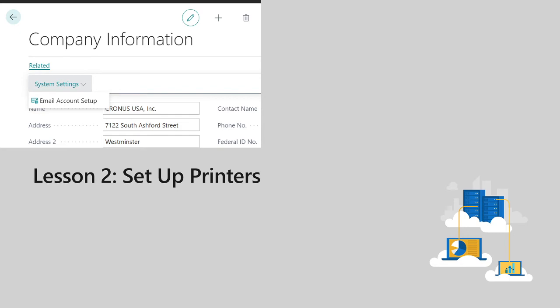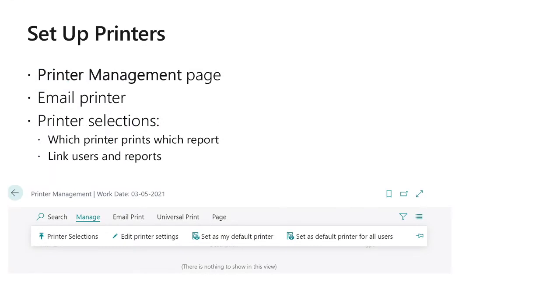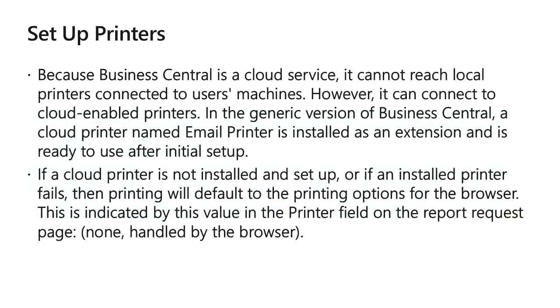So then we saw email account setup, how to set up email account, set up printers, print management, email printer, printer selection, which printer prints which report, link user and reports, that we have seen. Now, because Business Central is a cloud service, it cannot reach local printers connected to user's machine. However, it can connect to cloud-enabled printers. If there are any cloud-enabled printers installed on the user's machine, those can be selected.